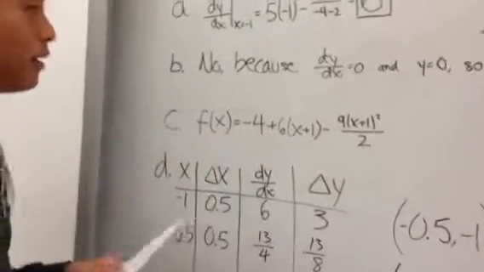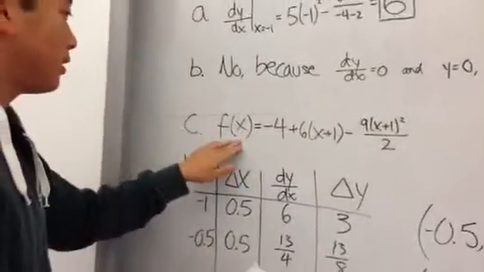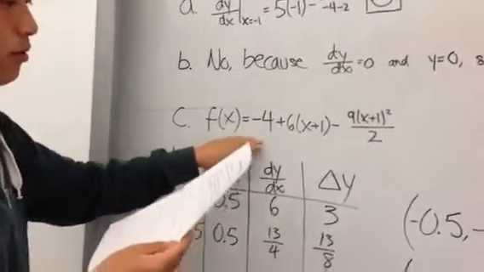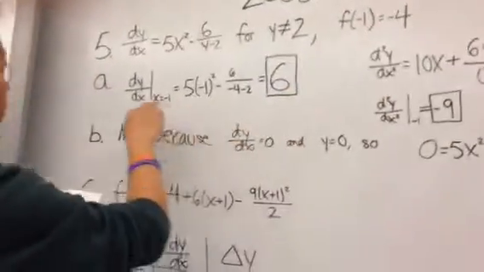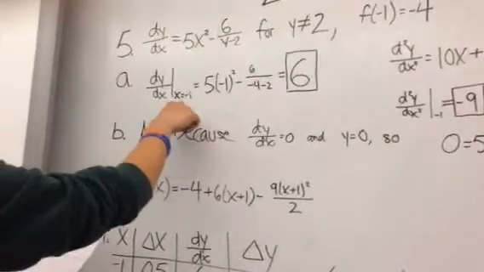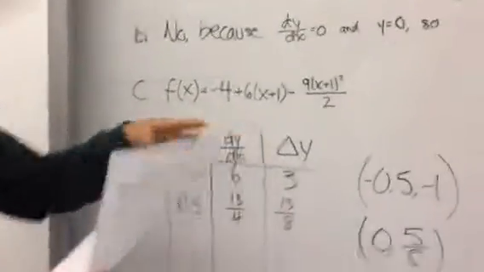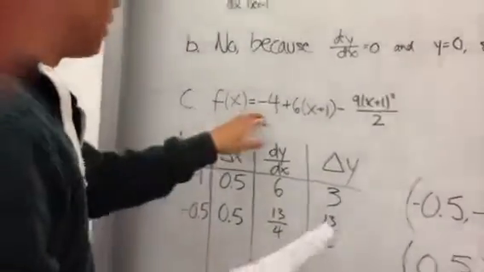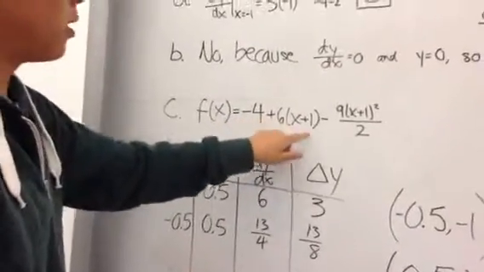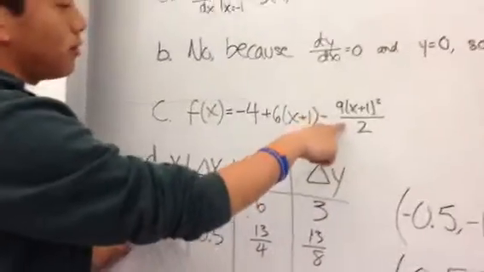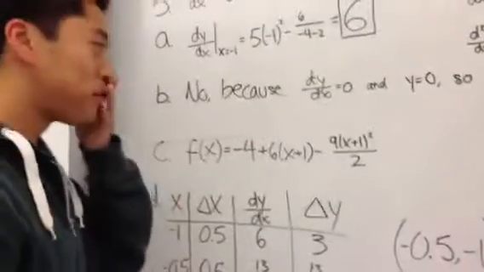For part C, it asks you to find a second degree Taylor polynomial for f about x equals -1, which means there has to be an x squared in the answer. They give you f of -1 equals -4. Then you found that dy/dx at -1 is 6, and the second derivative is -9. You plug it into the Taylor polynomial equation: -4 plus 6(x plus 1) minus 9 times (x plus 1) squared over 2. It's actually 2 factorial, but it's the same thing as 2.